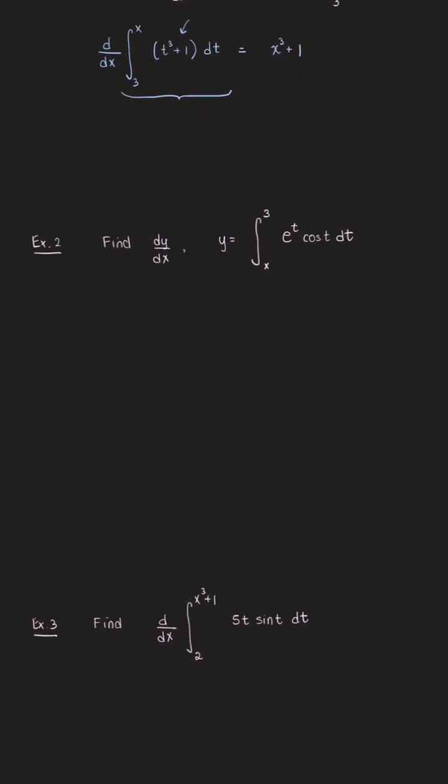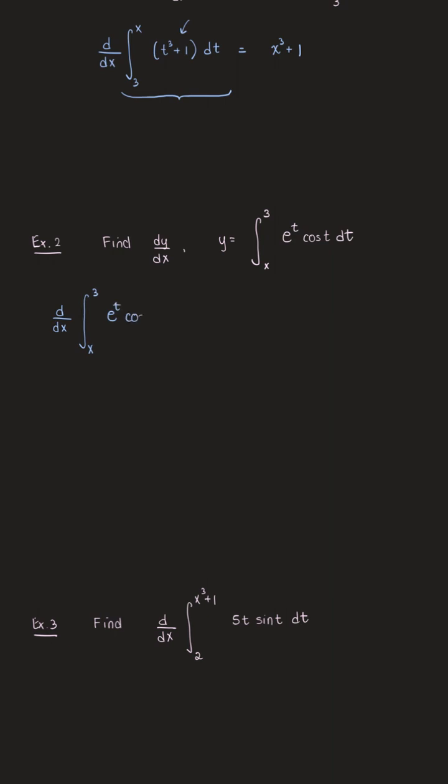Our second example, very similar. We have the integral from x to 3 of e to the t cosine t dt, and we want to find the derivative of this area accumulation function. So we want to find the derivative with respect to x, which should be our upper limit of integration.